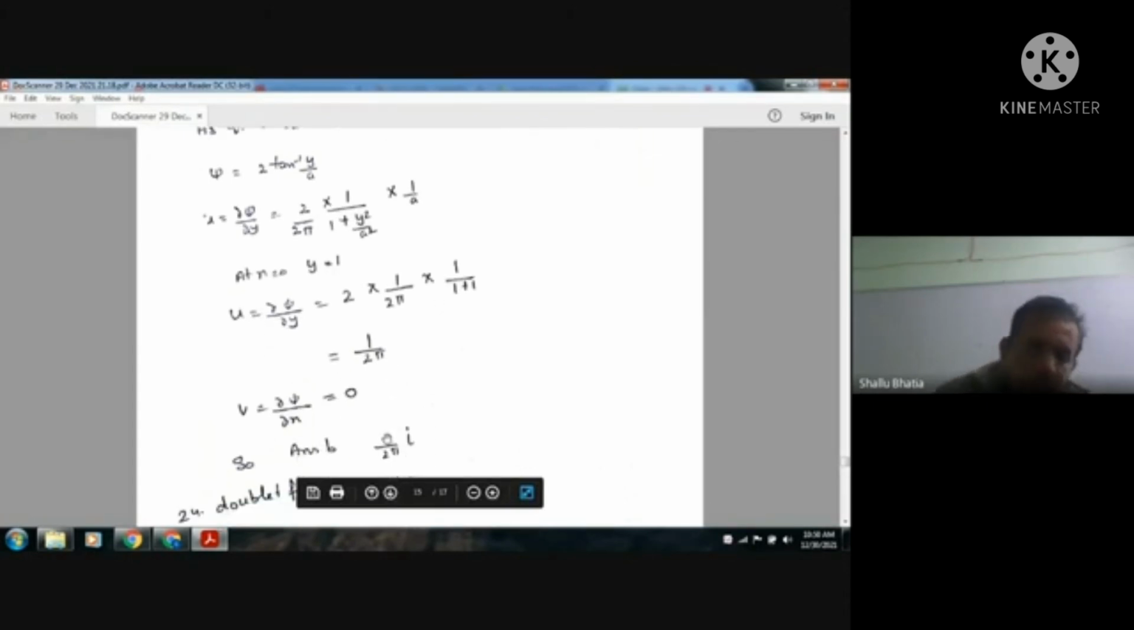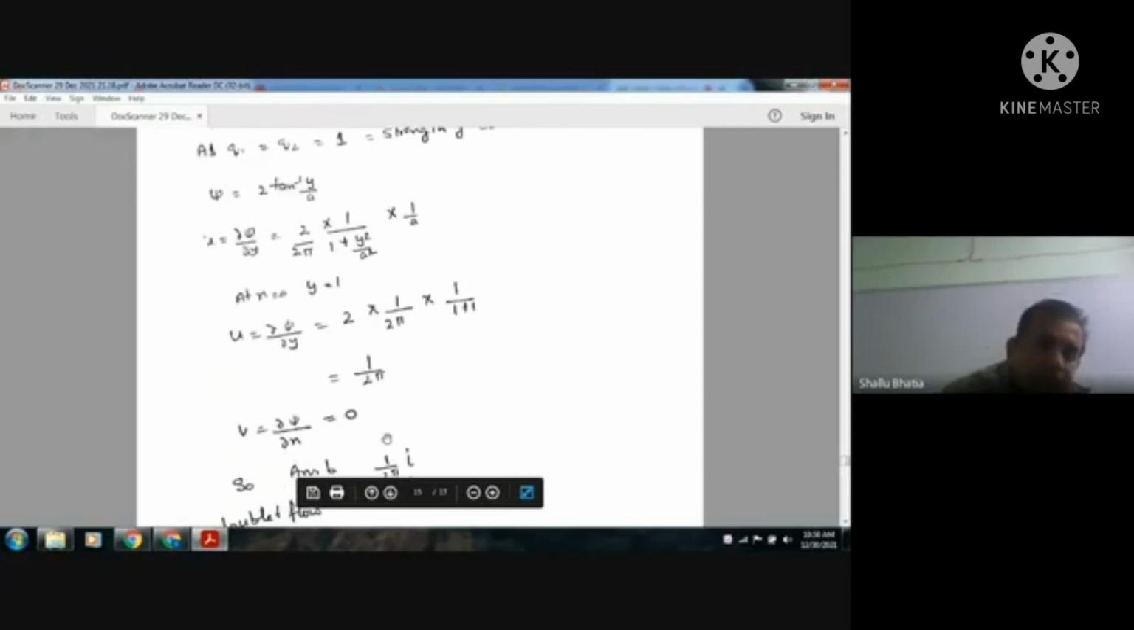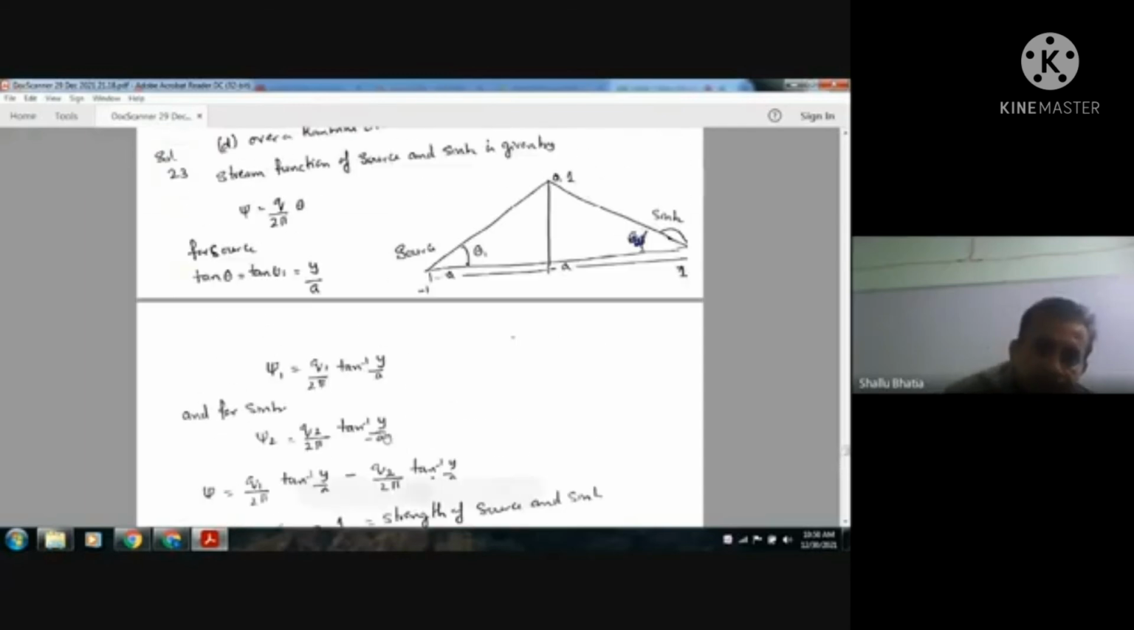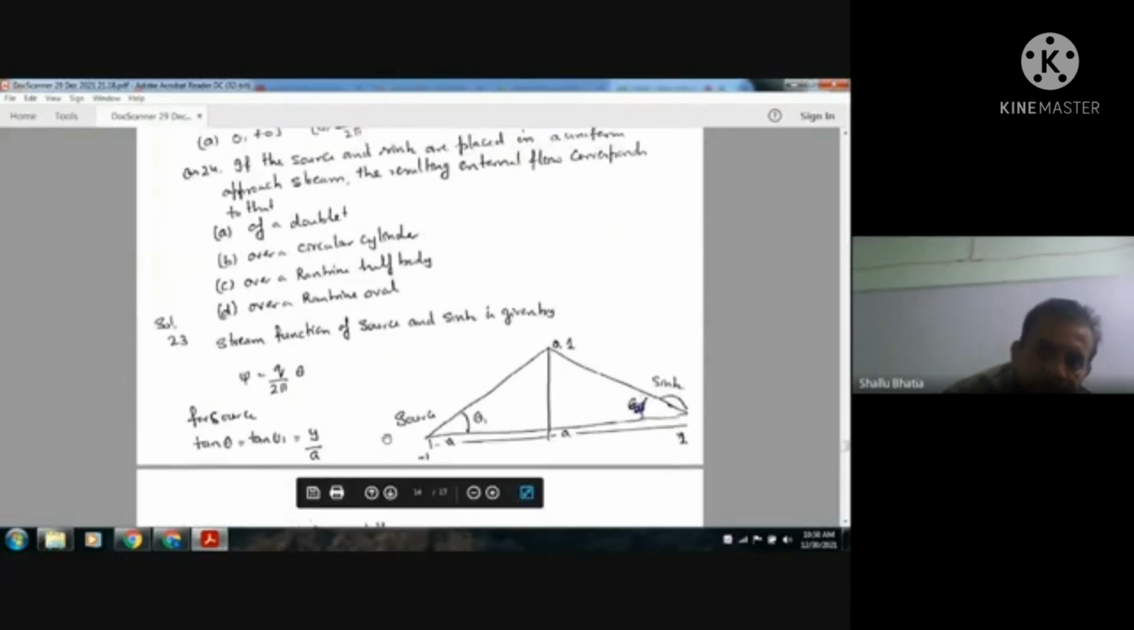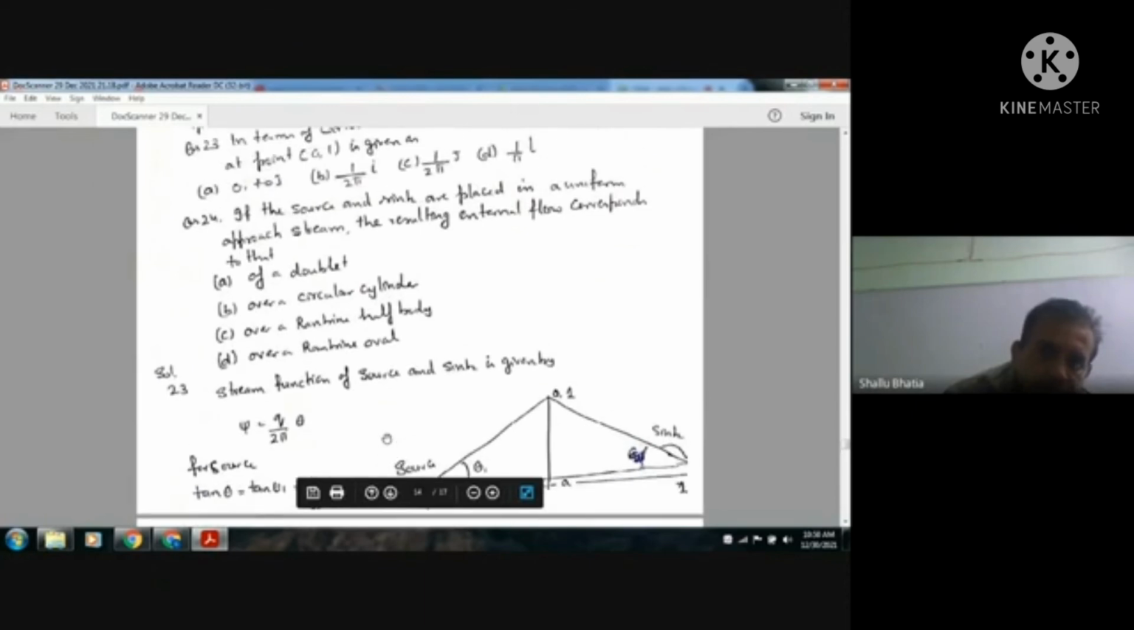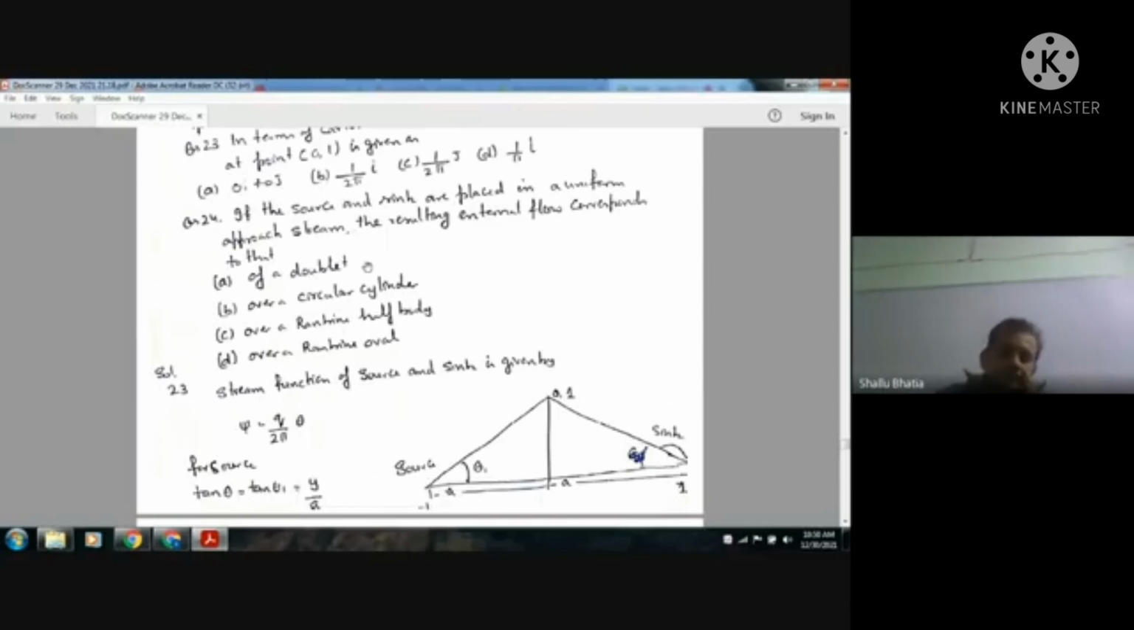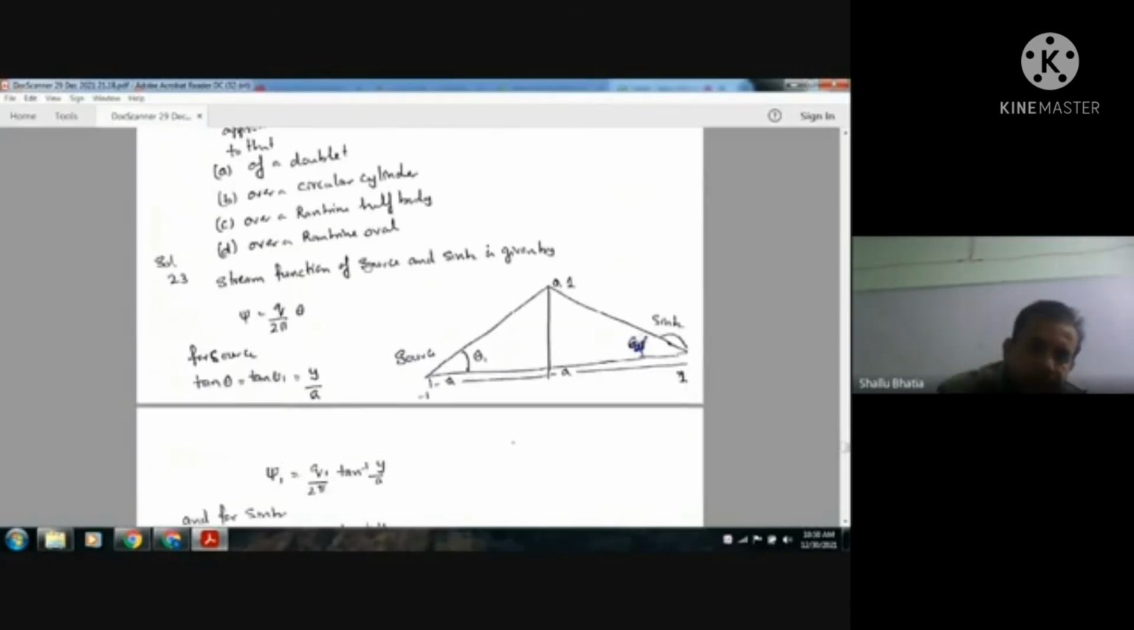When only a source and a sink are present, it is a doublet flow. When a source and sink are placed in a uniform approach stream, the resulting external flow is a doublet. So this is a doublet.